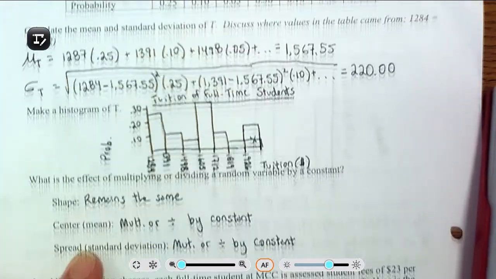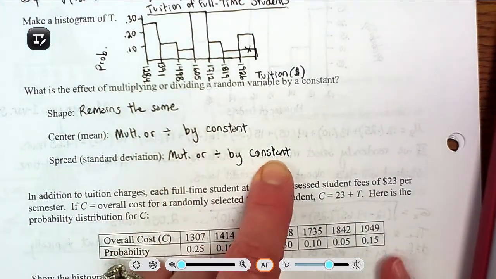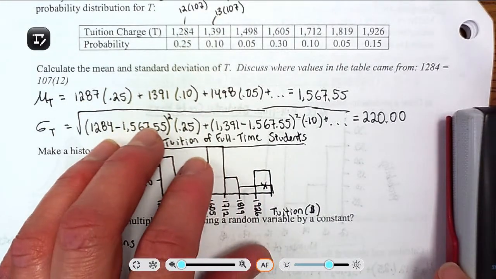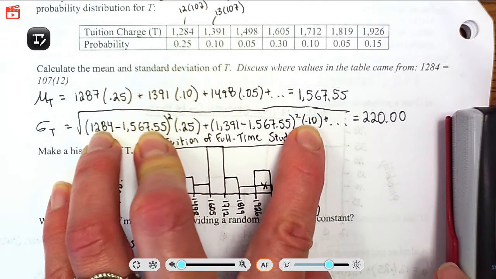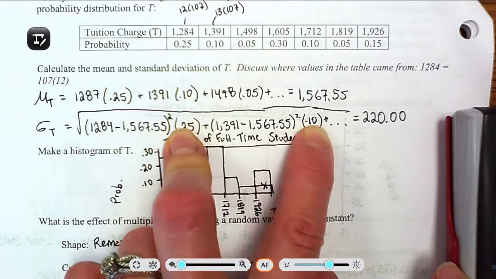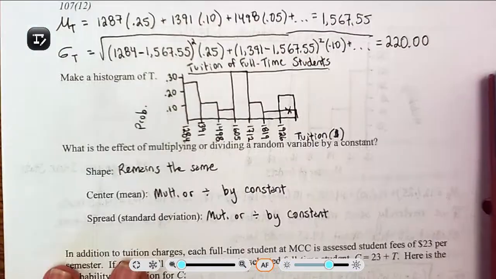Okay, so that's great. Now, so center is multiplied or divided by the constant. Spread is also multiplied or divided by the constant. Now, the reason that there's a little bit of a rounding error is because my calculator might have rounded some of these values as it went, because it's subtracting, squaring, multiplying, and square rooting again. Okay, so there might be a little bit of a round off error type of thing.